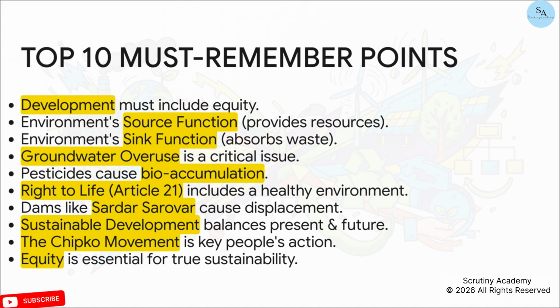Number 1, real development has to include equity, not just GDP. 2, the environment source function gives us resources. 3, its sink function cleans up our waste. 4, groundwater overuse is a massive problem. 5, pesticides lead to that keyword, bioaccumulation. 6, your right to life, Article 21, includes a right to a healthy environment.